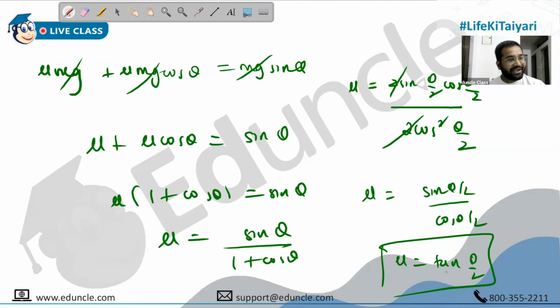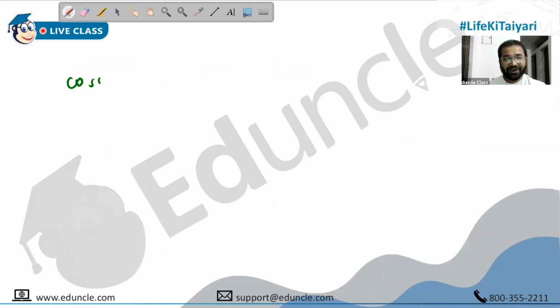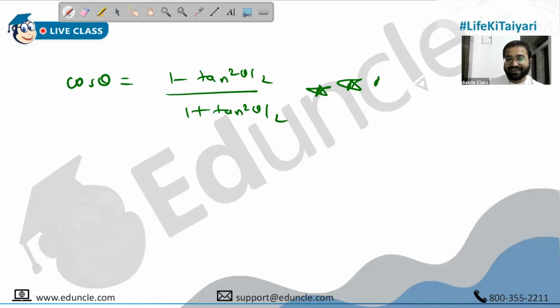Because you have got tan and you want to find the cos, there is a relationship between cos and tan which you are supposed to recall here, and that is cos theta can be written as 1 minus tan square theta by 2 upon 1 plus tan square theta by 2. I hope you recall this from your 11th, 12th standard high school.